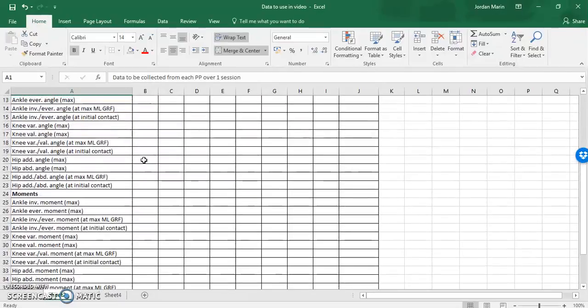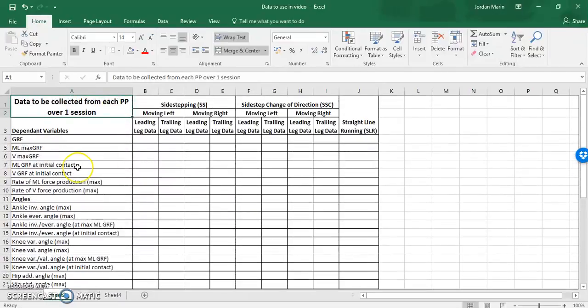I won't go through them all because we're only going to be looking at one in particular, and that is the maximum ground reaction force in the medial lateral direction. Now this research is looking at two particular sidestepping manoeuvres that an assistant referee performs during a football match.